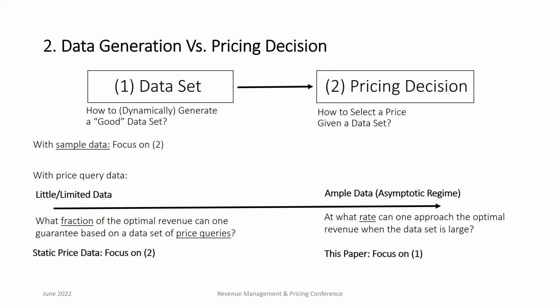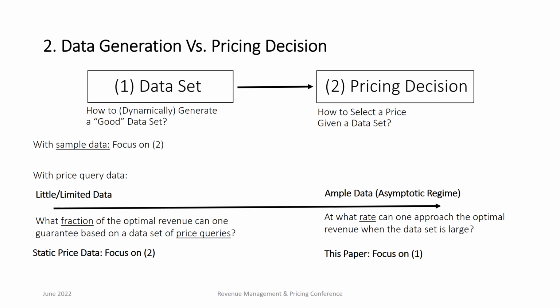The present paper actually focused on the question of how to endogenously and dynamically generate a good data set, and not on the pricing decision itself. And that makes sense because essentially if we are approximating the monopoly price, we can price using the monopoly price. Now the question becomes, how can we dynamically generate data that helps us approximate the monopoly price in the most efficient way?